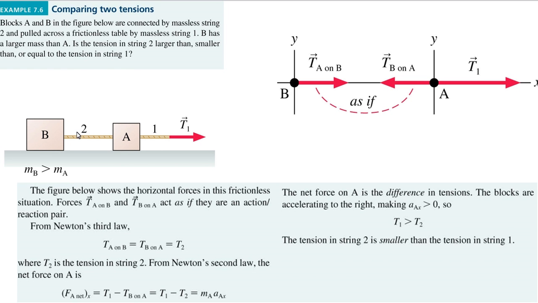So we're being asked to compare the tensions between two pieces of rope, one attaching a larger mass B to a smaller mass A, to the string on the right, which has some tension T1, which is accelerating the whole system to the right. So we're going to assume there is no friction.